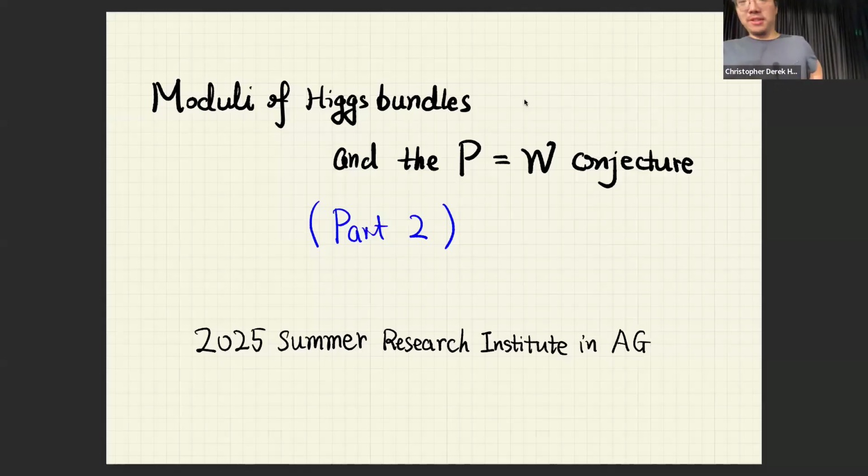Okay, so I hope this works well. Thanks for coming back. So this is the second part, which is a continuation of discussions for the moduli of Higgs bundles, with a focus on the P equals W conjecture.